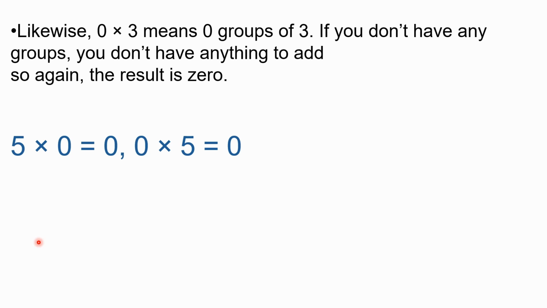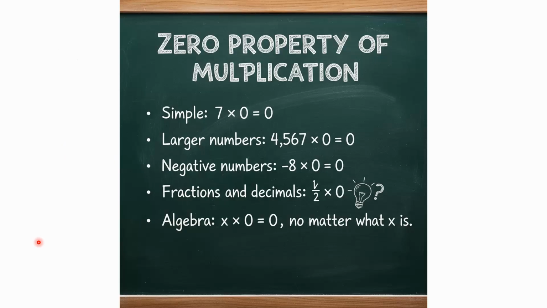5 times 0 is 0. 0 times 5 is 0. All right, how about the zero property of multiplication? 7 times 0 is 0. Even with larger numbers, 4,567 times 0 is still 0. Negative numbers times 0 is still 0. With fractions and decimals, it doesn't matter. 1/2 times 0 is still 0.